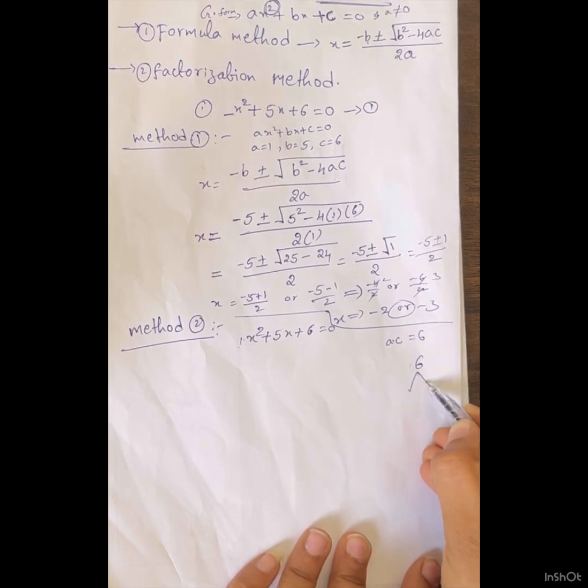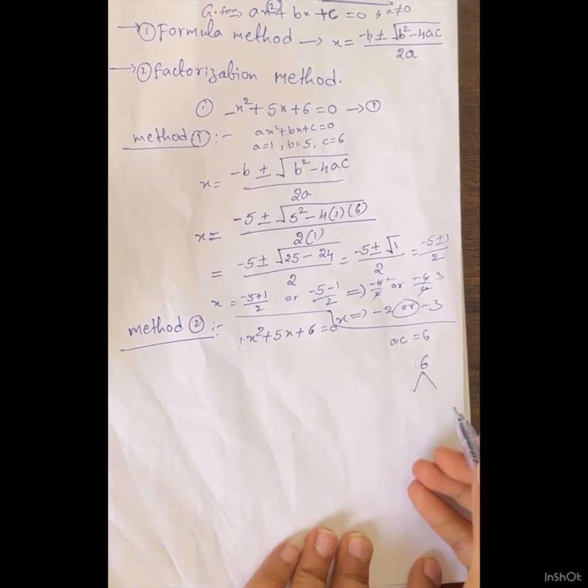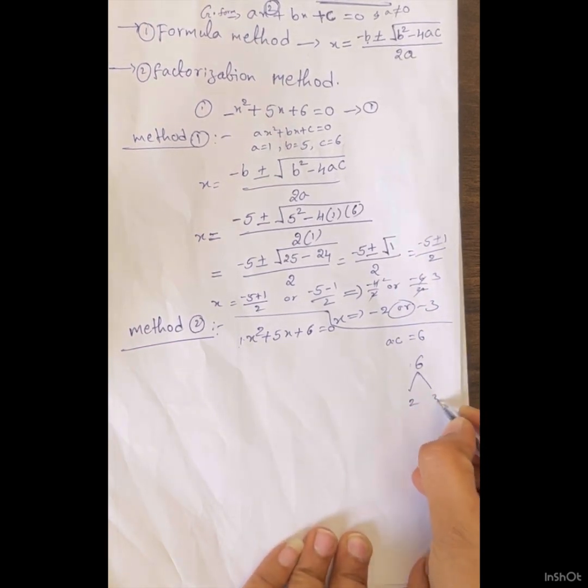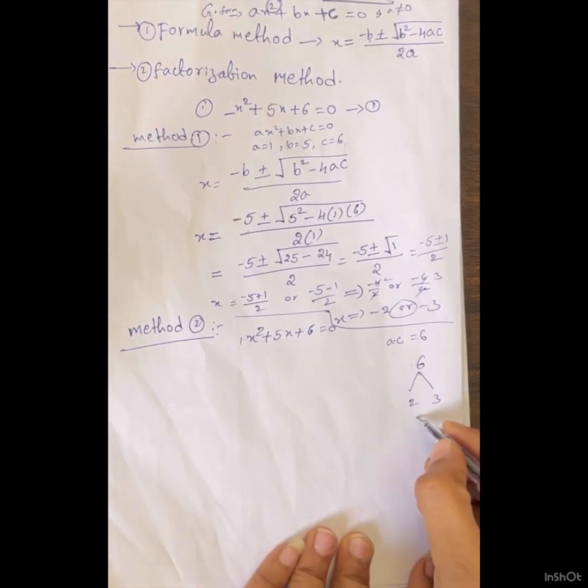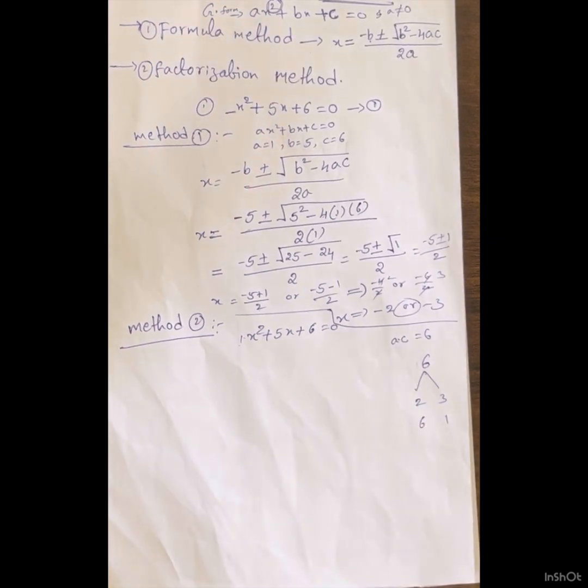After that, write down the factors for that number. How many factors are there? 2 3s are, or 3 2s are, and 6 1s are also. 6 and 1 are the factors for 6, and 2 and 3 are also factors for 6.